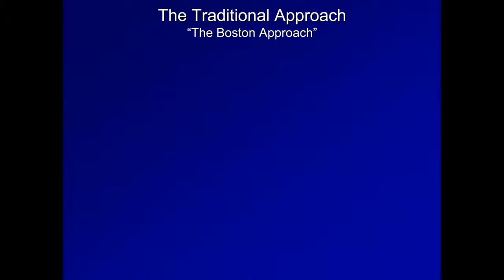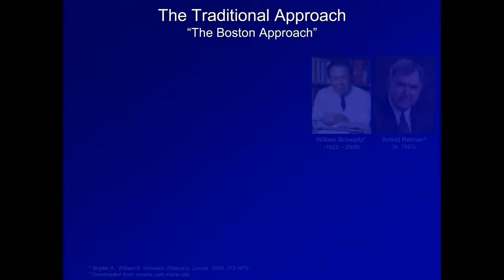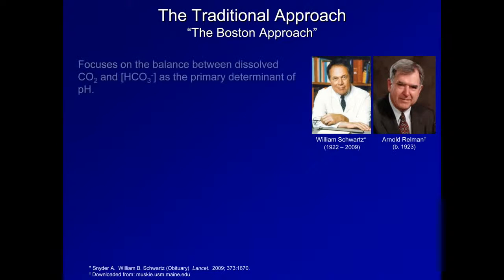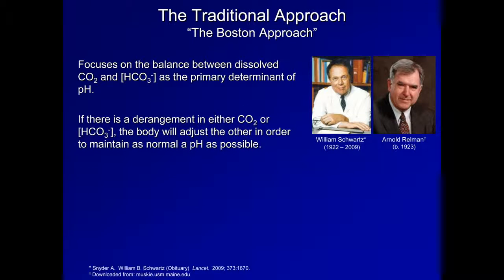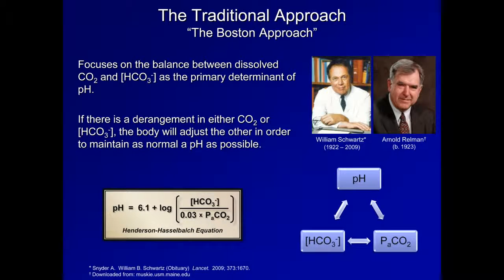As already mentioned, the traditional approach as advocated by Schwartz and Relman focuses on the balance between dissolved carbon dioxide and bicarbonate ion as the primary determinant of pH. If there is a derangement in either carbon dioxide or bicarb, the body will adjust the other in order to maintain as normal a pH as possible. Also, as already mentioned, the Henderson-Hasselbalch equation is key in describing the exact relationship between pH, PCO2, and bicarb, which forms the central foundation for analyzing acid-base disorders.